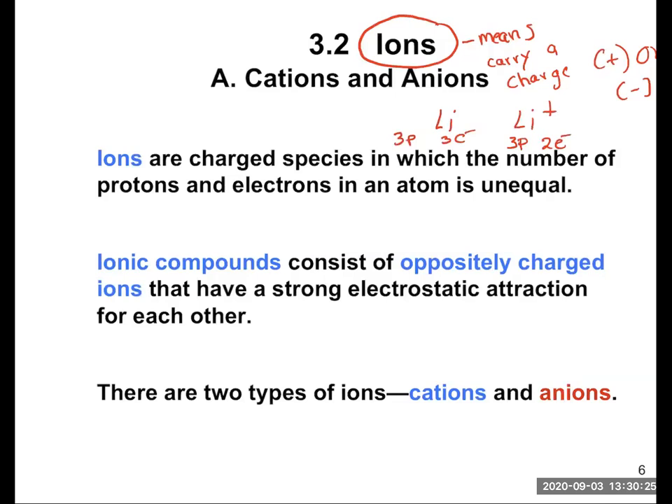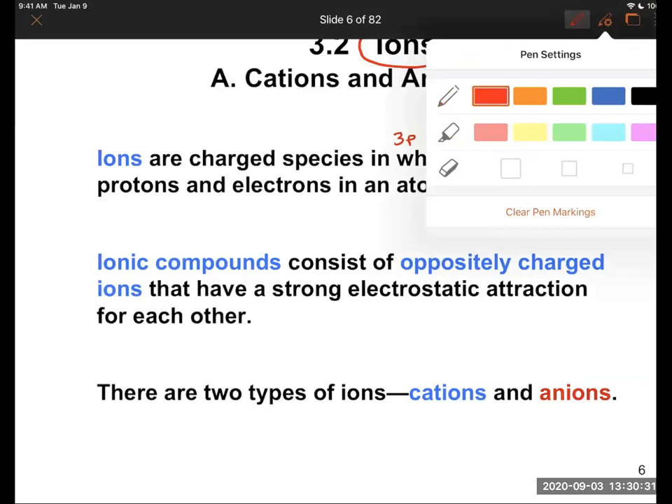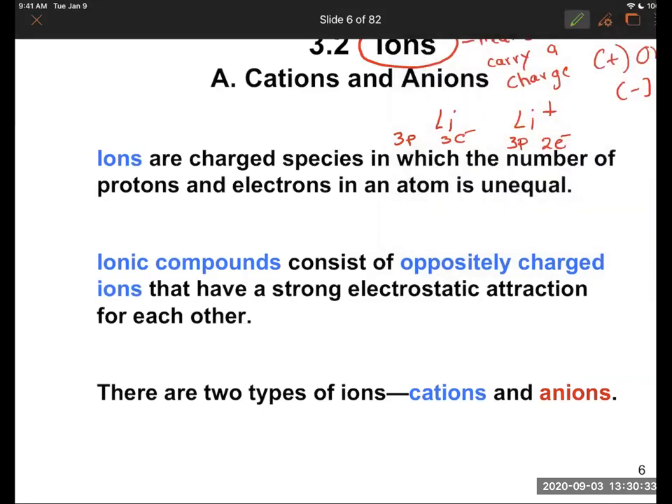Ionic compounds, which are composed of a metal and a non-metal, are attracted by opposite charge. So that attraction of going from positive to negative, opposites attract, is what makes the ionic bonds.